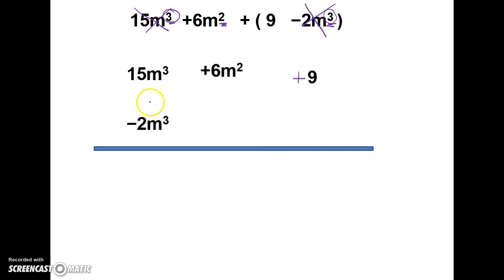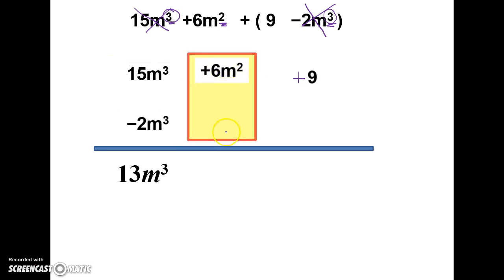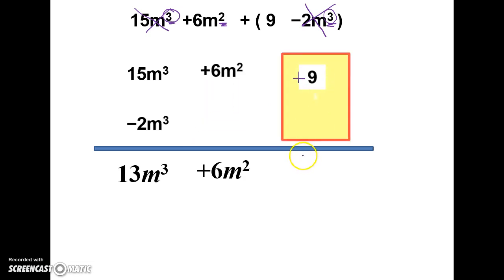Now we're going to do a little bit of integer work. 15, take away 2, what would that be? You're right, 13m to the third. Since there's nothing to group with this m squared, we're just going to leave that plus 6m squared. And there's nothing to group with this 9, so just that 9. And I have successfully added polynomials. Not too bad, right? Let's go on to the next one.